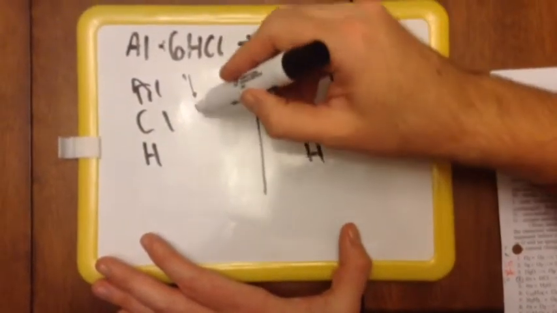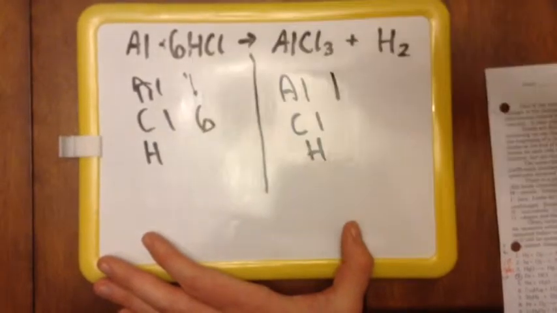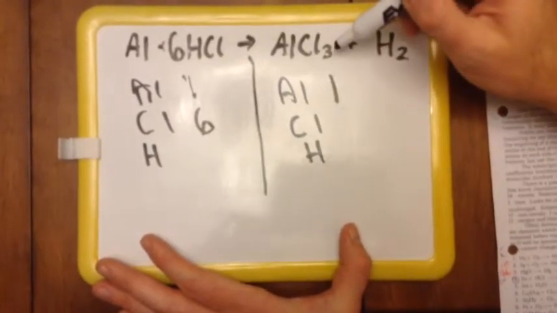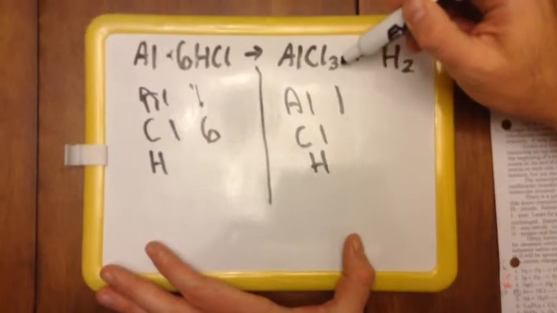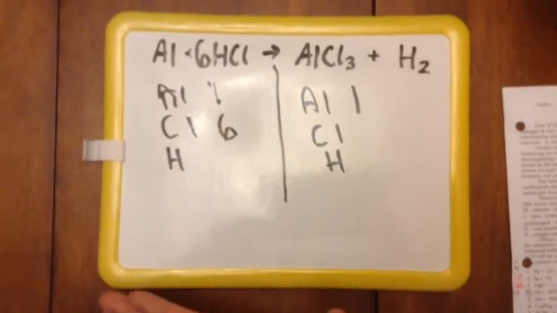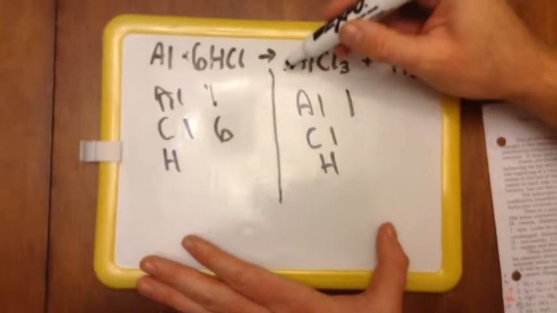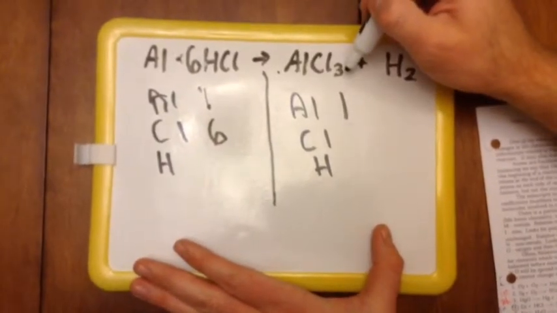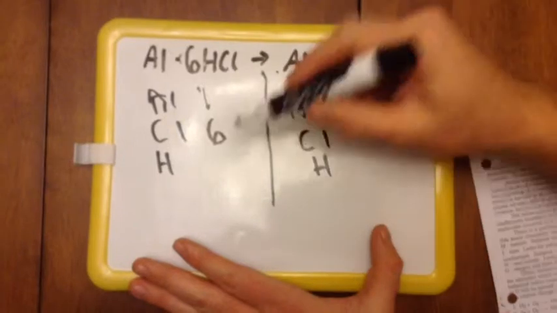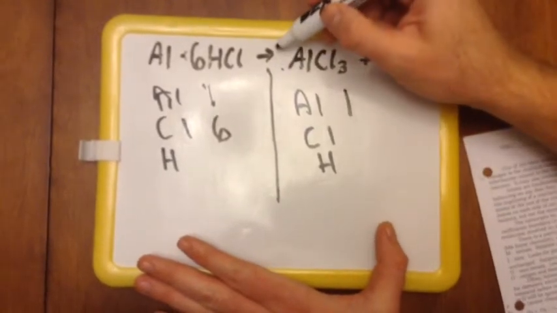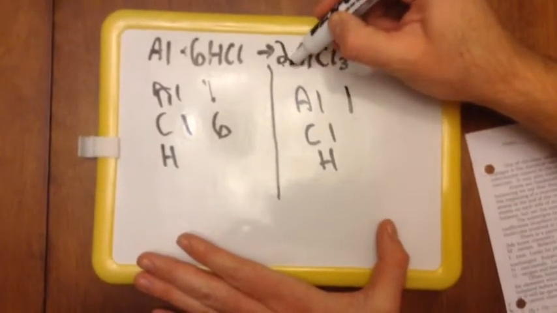Over here, now we have 6 chlorine. Over here, we only have 3 chlorine. We need to fix that now. We can do that though. We need to think of a number that we can put right here in front of the molecule that'll multiply with 3 to give us 6. That's easy enough. We can put in a 2 right there.